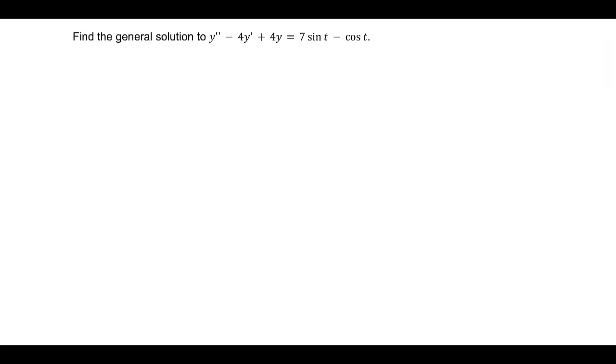Find the general solution to the second derivative of y minus 4 times the first derivative of y plus 4 times y equals 7 sine t minus cosine t.